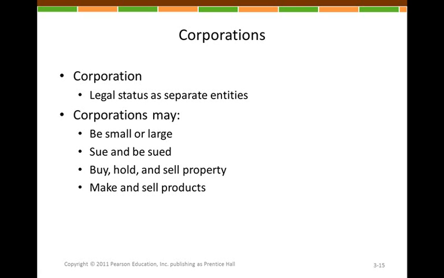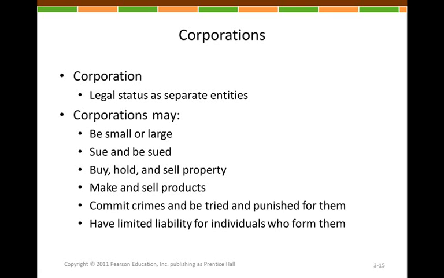Corporations can obviously make and sell products as well. Just like individuals can make and sell products, corporations can as well. So you see that corporations have a lot of the same characteristics as we do as individuals. Once again, they can commit crimes and be punished for them, the same types of things that we can as individuals. And the last thing that I mentioned before is they have limited liability for the individuals who form them.